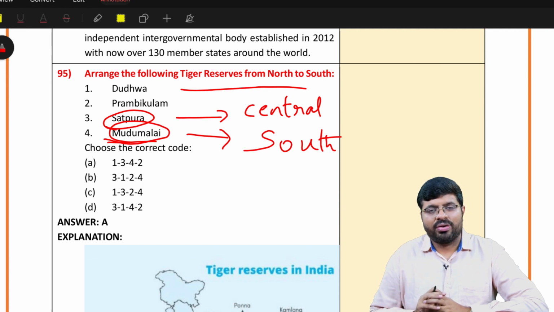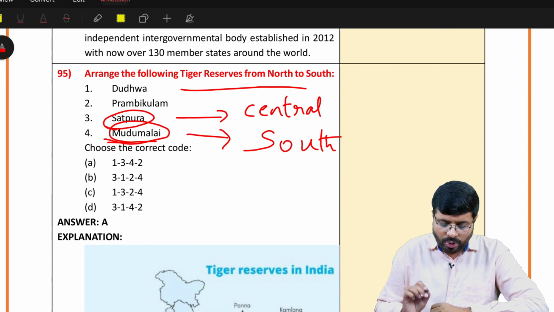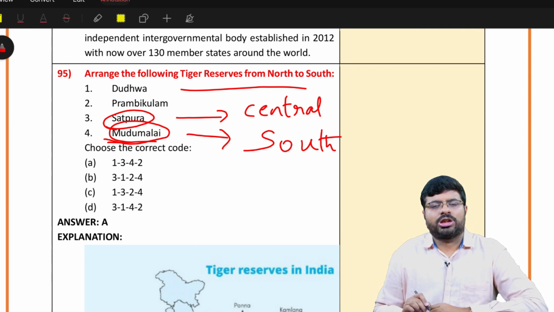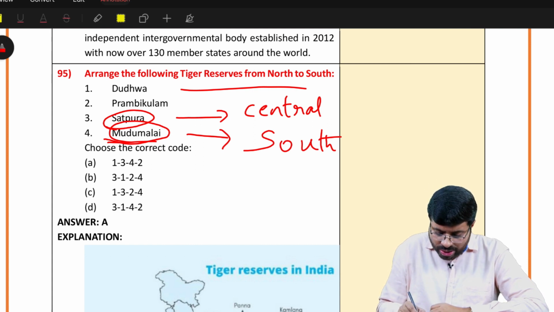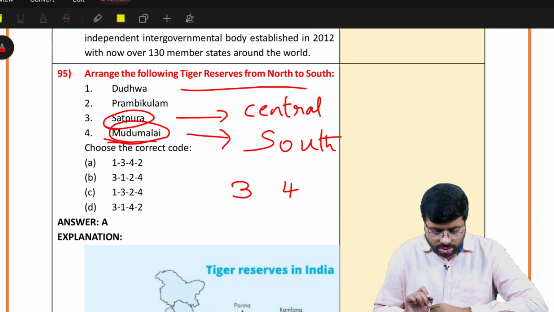Then Dudhwa. Do you know it? You don't know. Parambikulam. The name looks like it is more south. But let us see. Satpura. What you definitely know is only after 3 you will get 4. Satpura, Vindhya Satpura mountains mean central, right? So with that, only after 3 you will have 4. Then even Parambikulam 1 is only after 3, right?